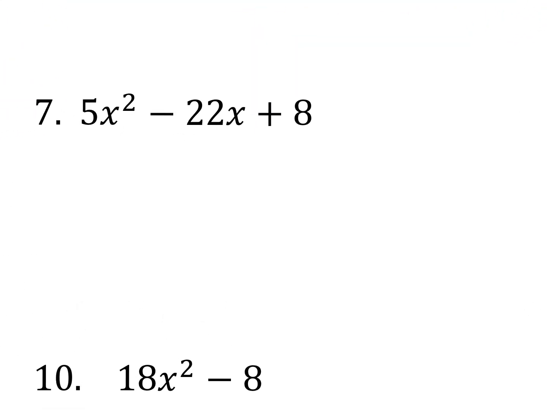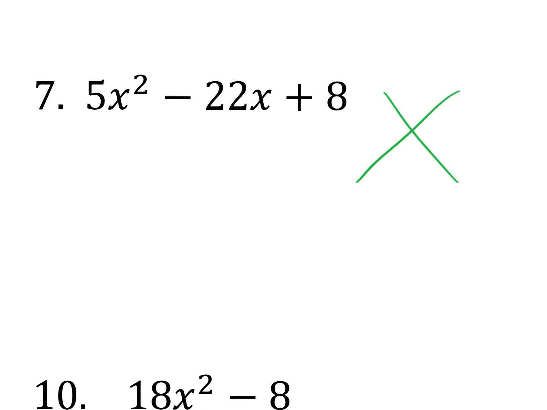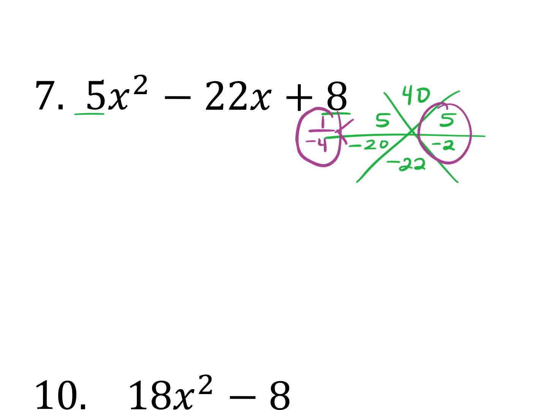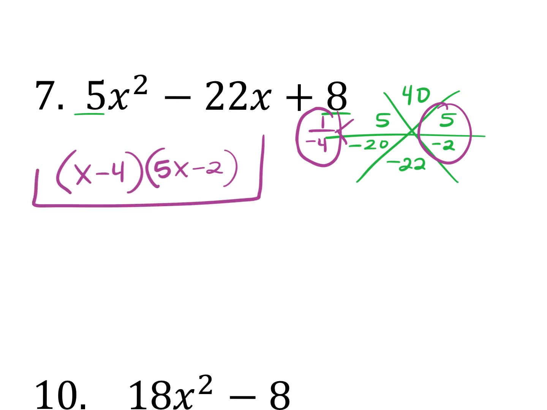All right, number 7, no GCF on this one. So we're going to multiply a times c is 40. Your a term is 5, and then you have a negative 22 here. So you're asking yourself the question, what can I multiply to get 40 that I can add to get negative 22? And that's going to be a negative 20 and a negative 2. This you can reduce, right? So if you divide everything by 5, that's 1 over negative 4. So we're going to use this, and we're going to use this. So this is x minus 4 times 5x minus 2. And that would be your factored form.